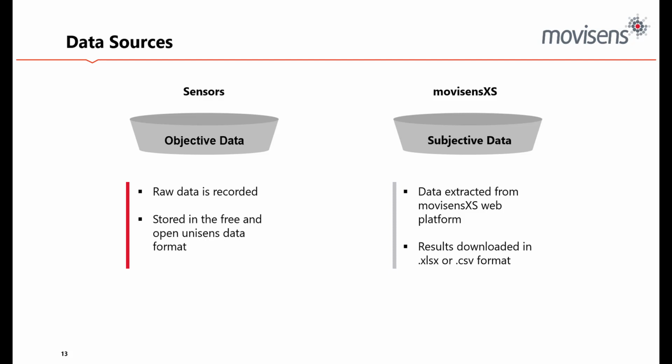Then we have the movisens Access data, which deals with the subjective data, so things that we're asking the participants. We're asking them questionnaires, we're getting their opinions, their feelings on things. That's extracted from the movisens Access web platform, and you can download those results either in an XLSX or CSV format.